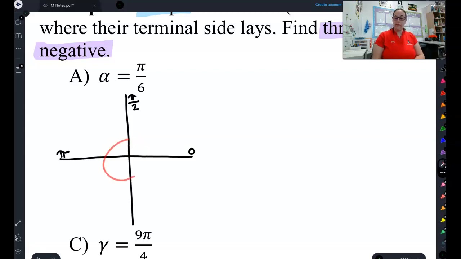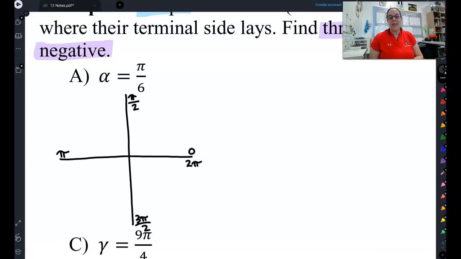Then I go 3/4 of a revolution. That would be 3 pi halves radians. And all the way around is 2 pi. Now, when you're thinking about placing these angles where they go, I like to think of a ruler.